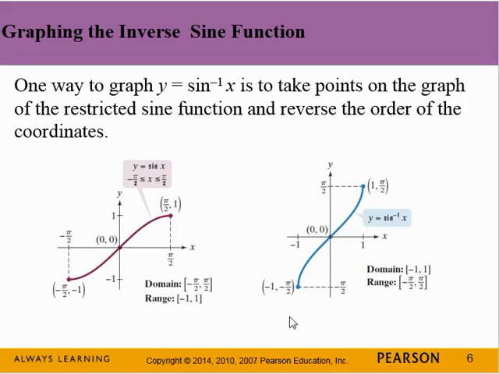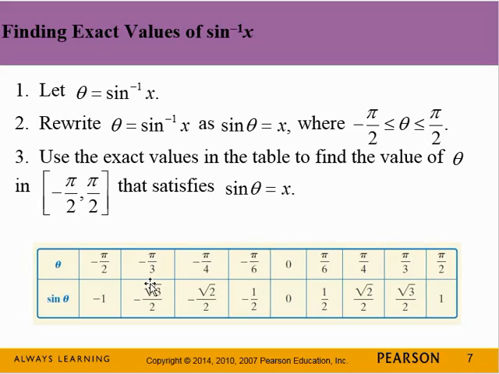So these are your graphs. One way to graph y equals inverse sine of x is to take points of the graph of your restricted sine and reverse the order of your coordinates. I would copy this, take a picture of it, or write it down, because you will need it. There's also a sheet under your resources that has your sine, cosine, and tangent charts on it if you would like to print that off.